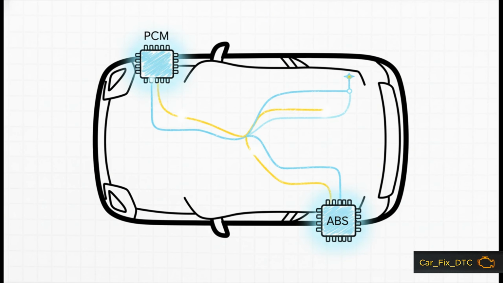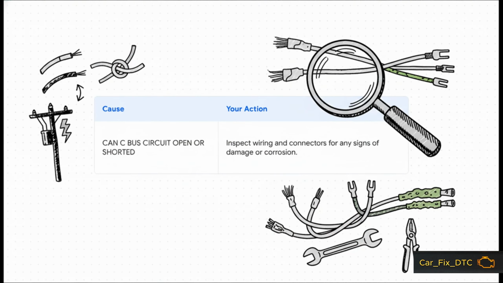Now, I know, that sounds super technical, but don't worry. Just think of it as your car's central nervous system. It's this whole network of wires that lets all the different computers, like the PCM and the ABS module, talk to each other constantly. So what's our first move?